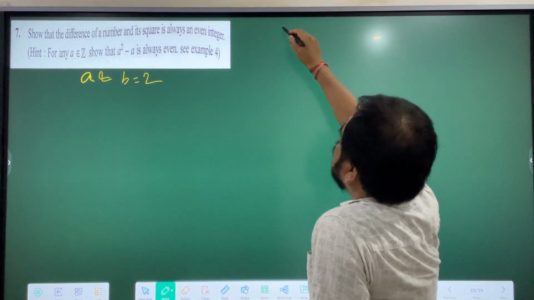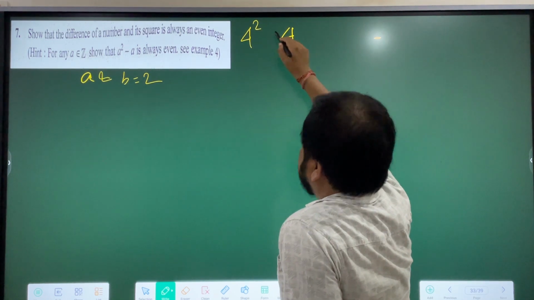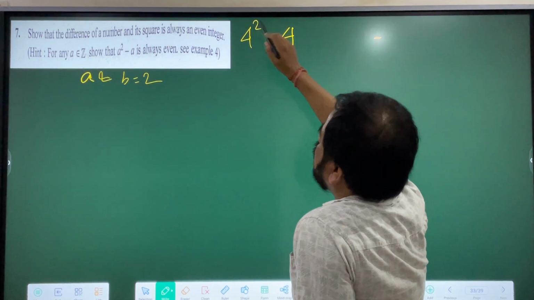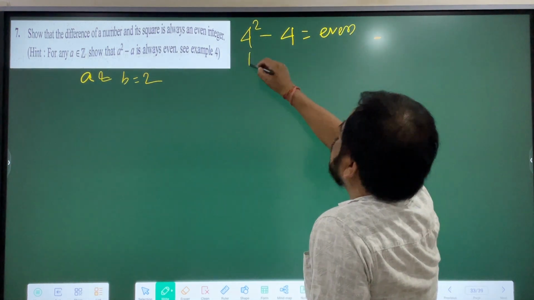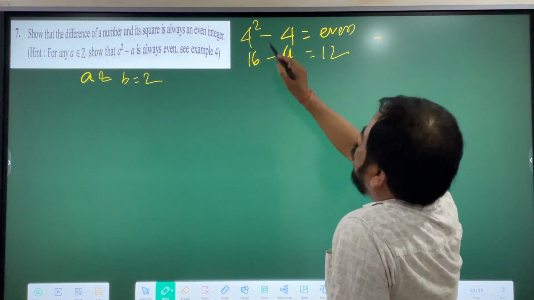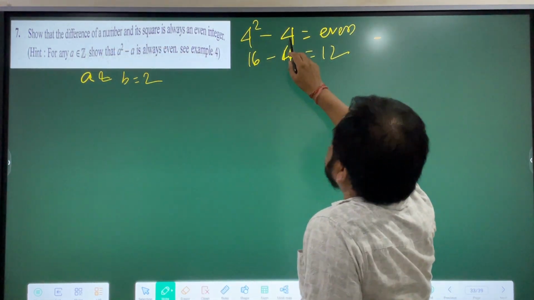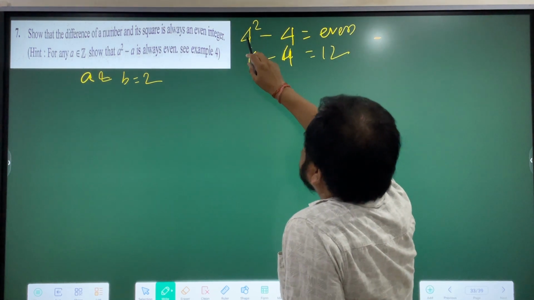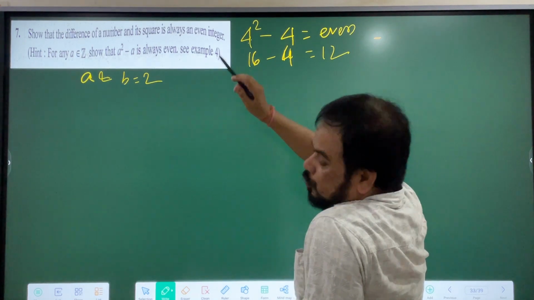So this is like this. One even number is 4 and its square is 4 square. The difference is always even. 4 square is 16 minus 4 is 12, always even. A number and its square: the number I have written here, the square I have written here, because we have to subtract, so the bigger number should be written first. Okay, I hope you understand that.